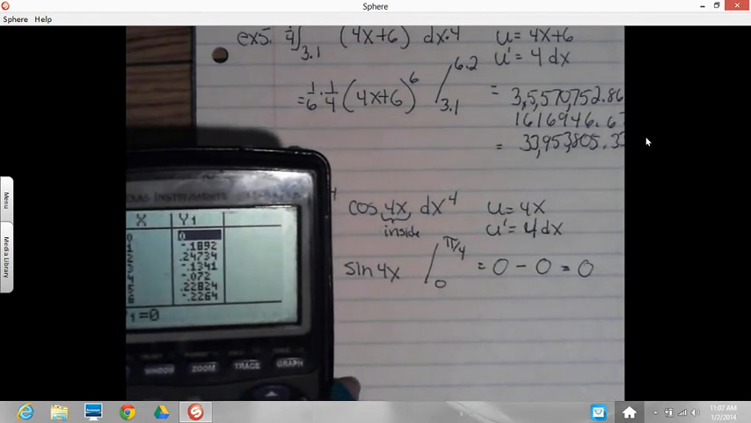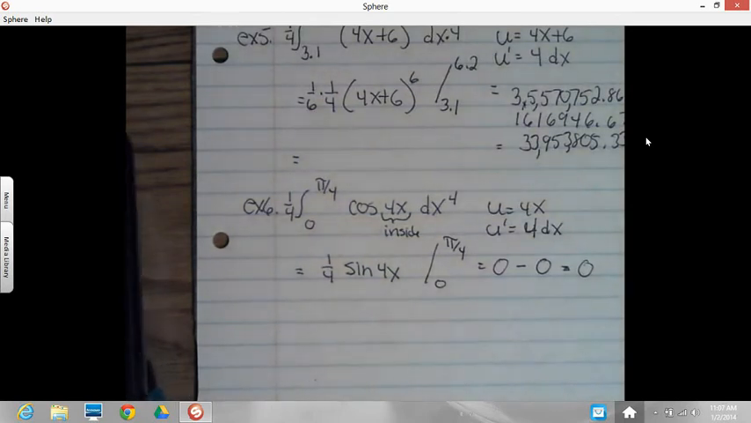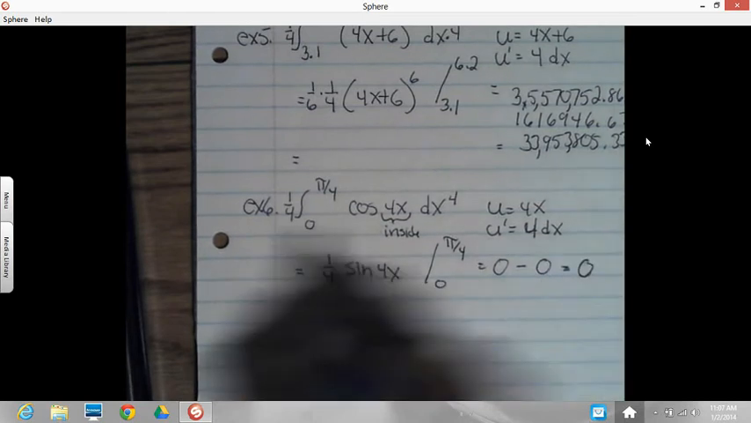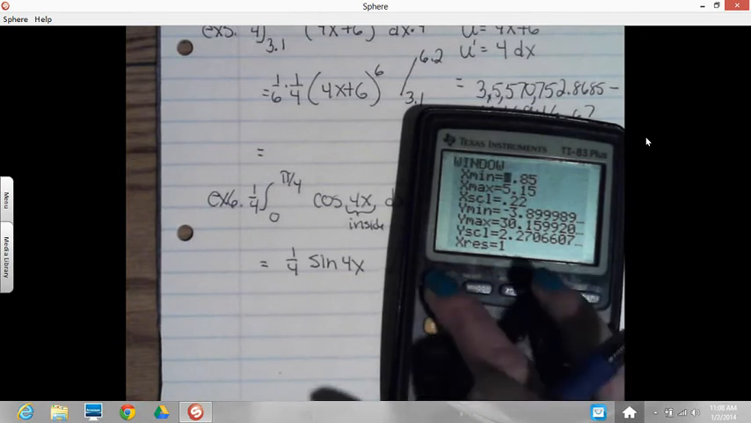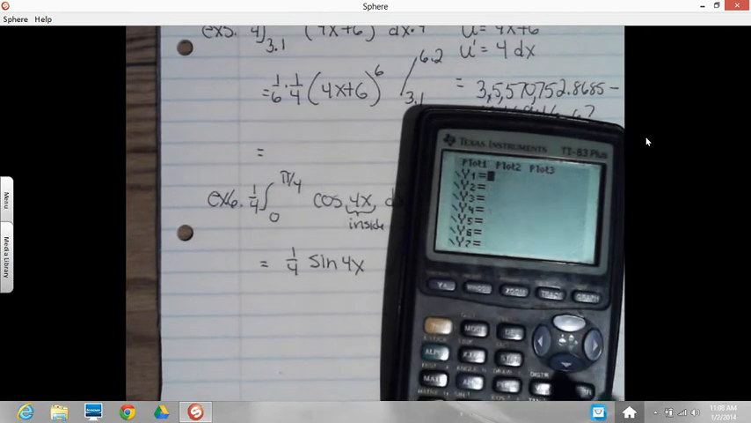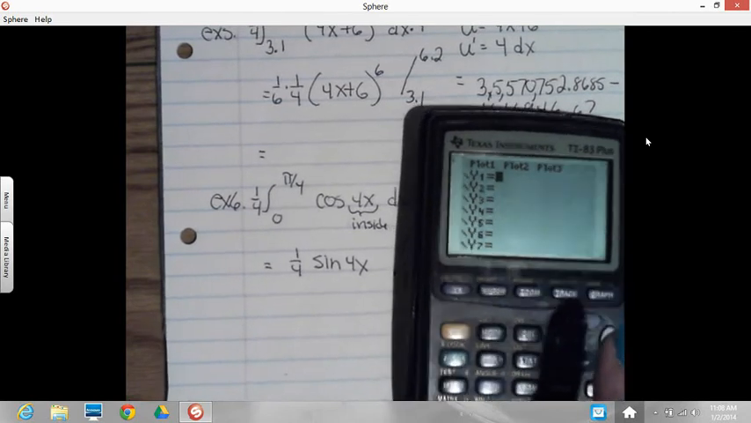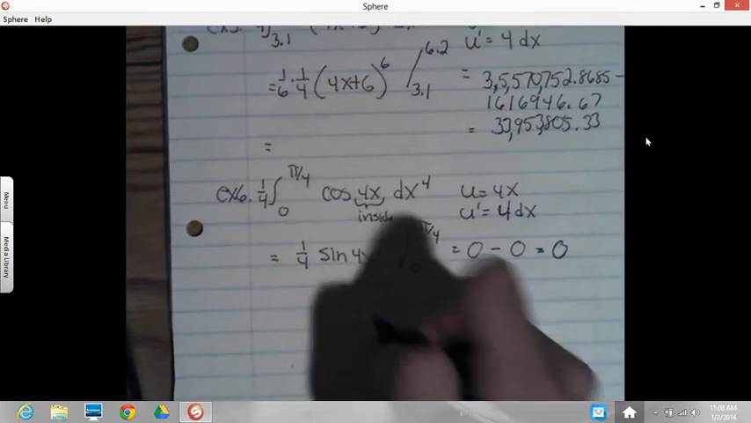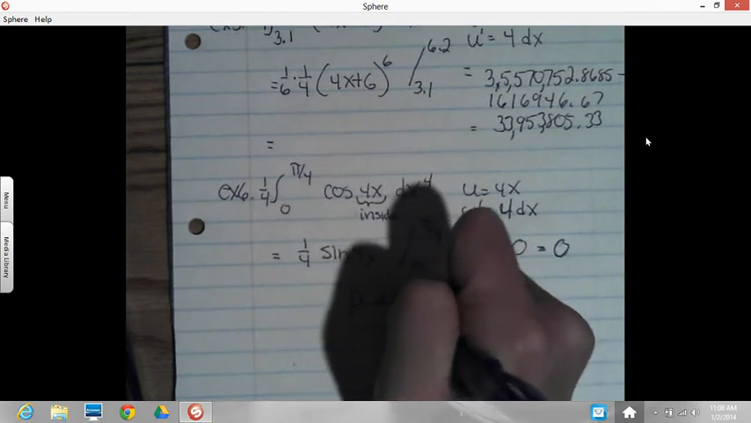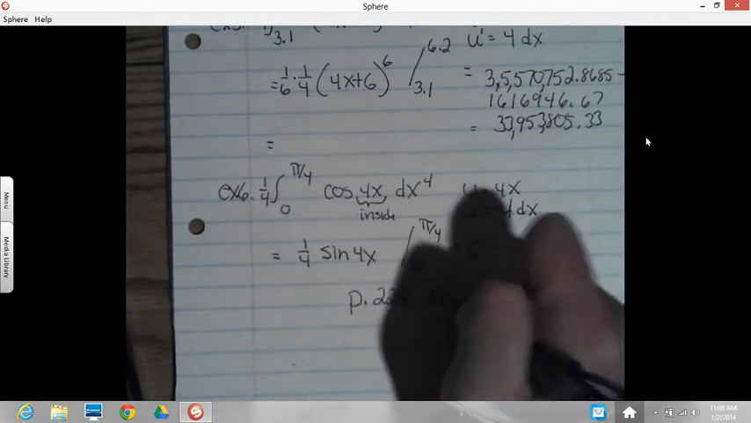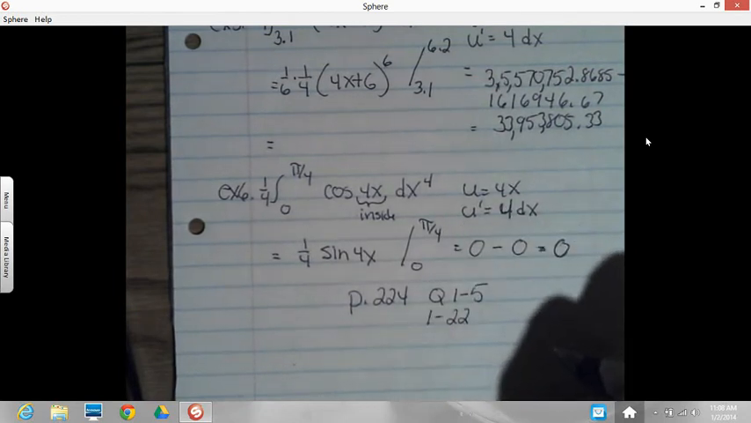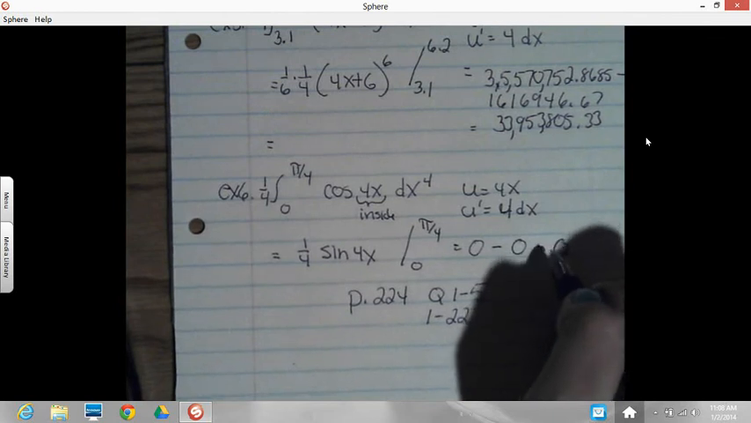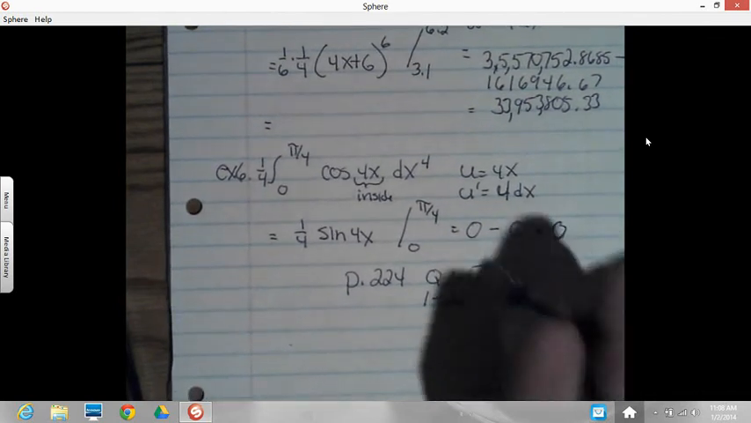Well, I don't know what happened here, because there should be some area under that curve. Let me check. Oh, I'll figure it out later. Your assignment for tomorrow is going to be page 224, Quickie 1 through 5, and then all of 1 through 22. Oh, I think I know. This one should have been in tomorrow's. I think I know what's going to happen here. Okay, but I'm going to check it afterwards.